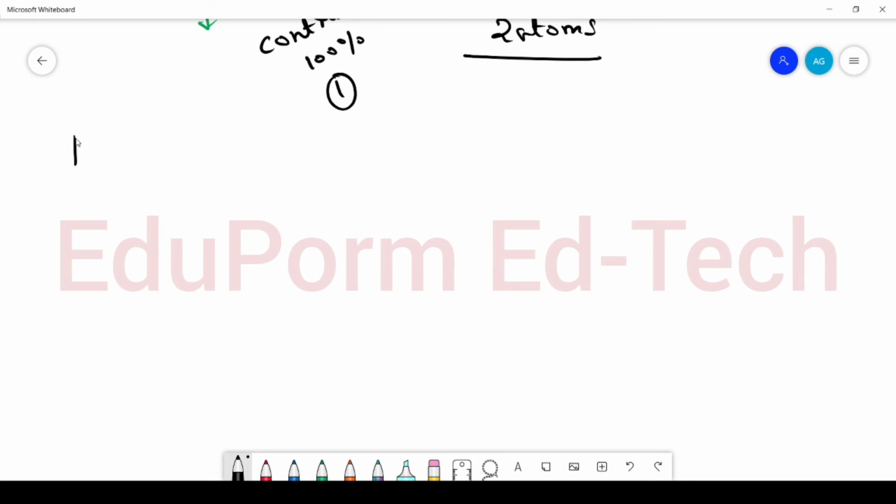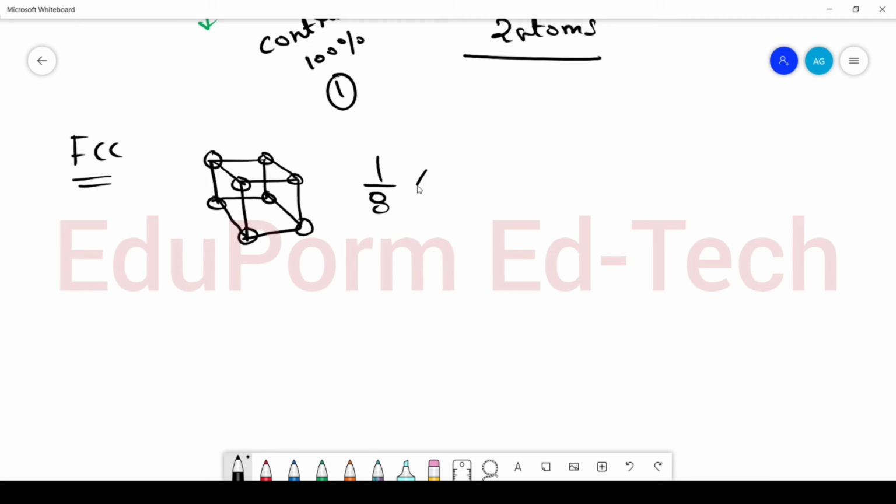Now we have face centered cubic crystal. In case of face centered cubic crystal, as we already discussed many times, 1 atom is present at each corner. So there are 8 atoms at the corners, and the contribution of each atom is again 1/8. So we get 1/8 multiplied by 8, that means 1 atom is contributed by the corners.